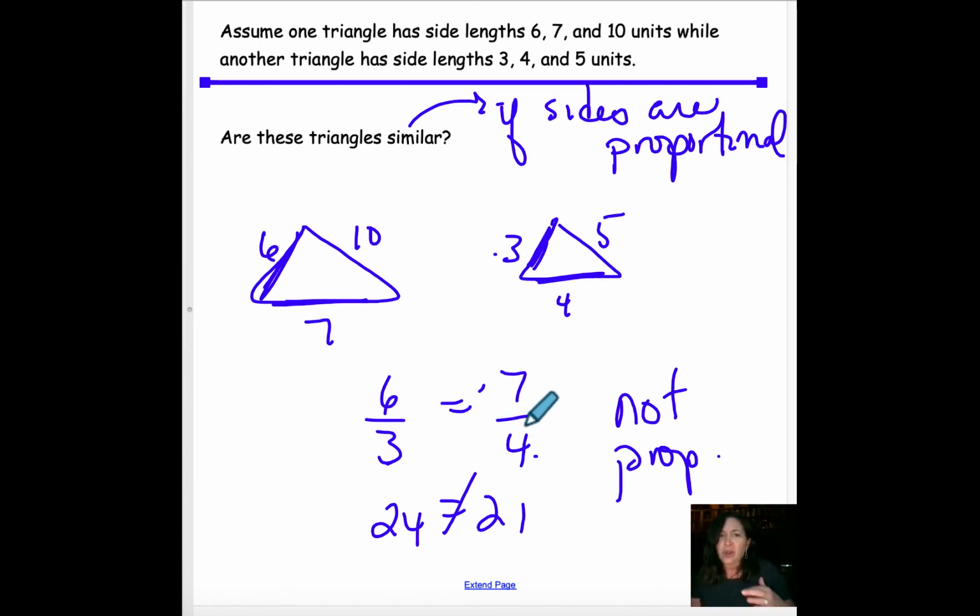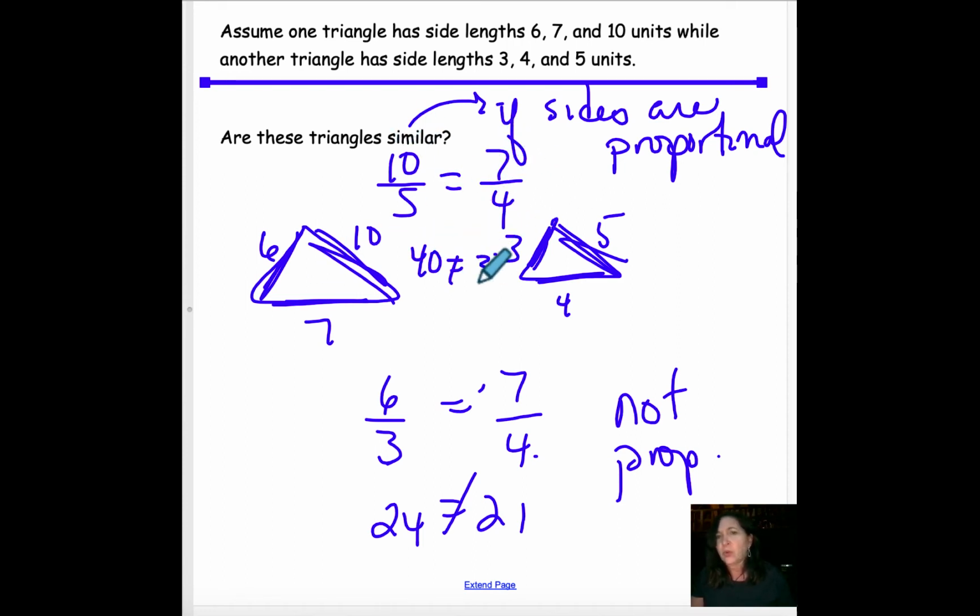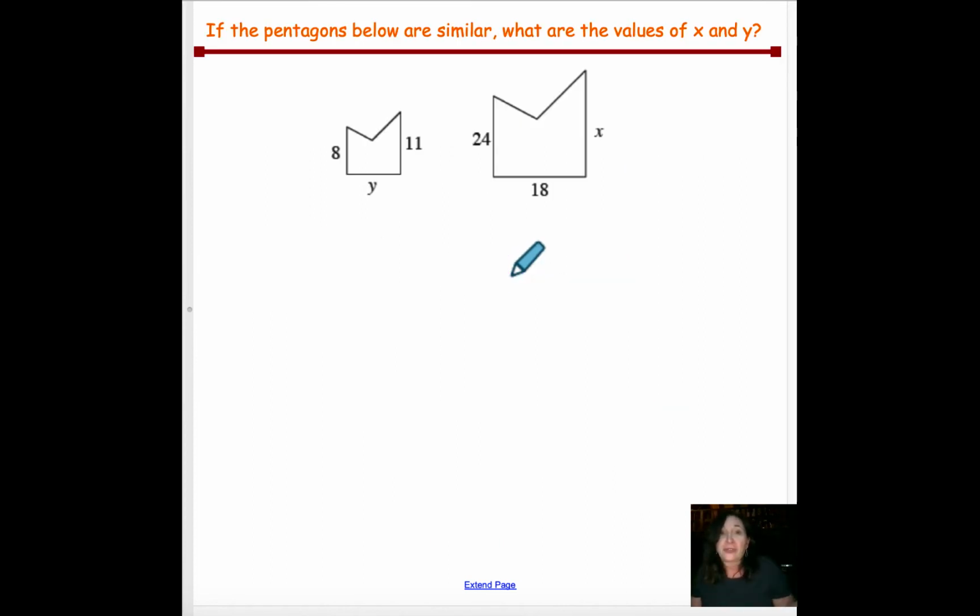Now, sometimes you can test it again if you're not sure. You can go 10 is to 5, right side is to right side. 10 is to 5 as 7 is to 4. And I cross multiply again, I get 40 does not equal 35. So therefore, they are not proportional. And if they're not proportional, they're not similar.